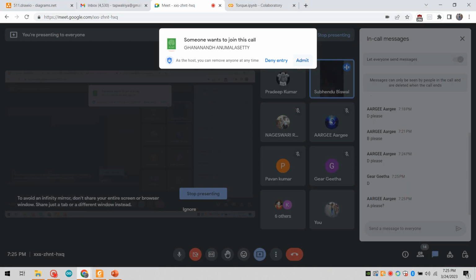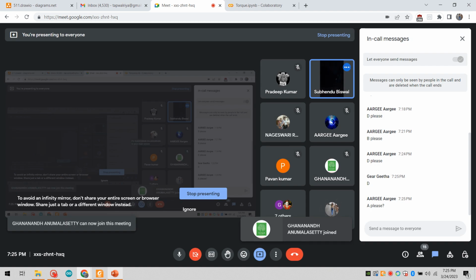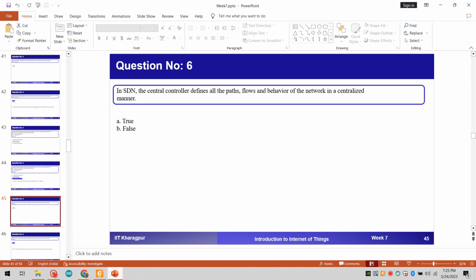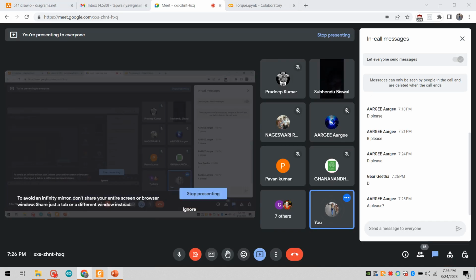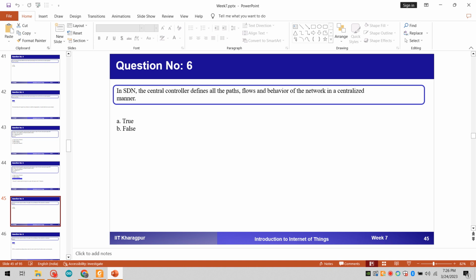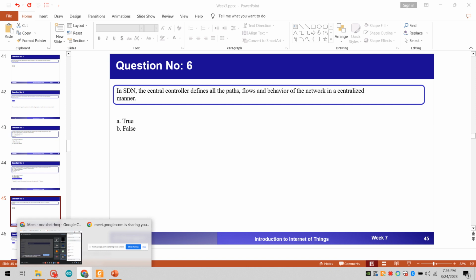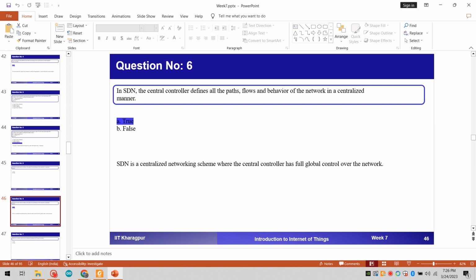Okay, I have got one reply, that is A. Others? In case of SDN, the central controller defines all paths, flows and behavior of the network in a centralized manner. Is this statement true or false? True. Anyone else? Okay, so this statement is true.